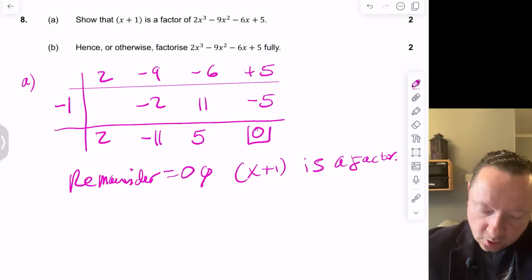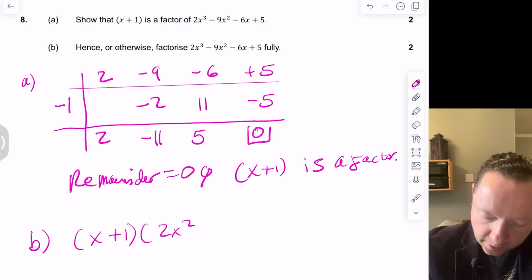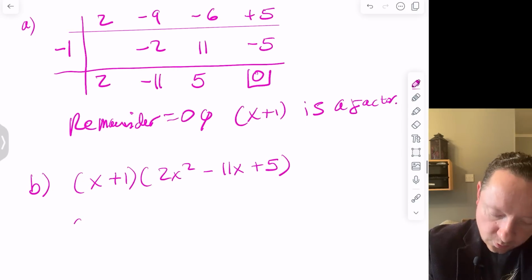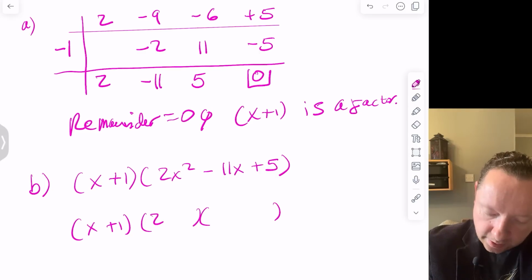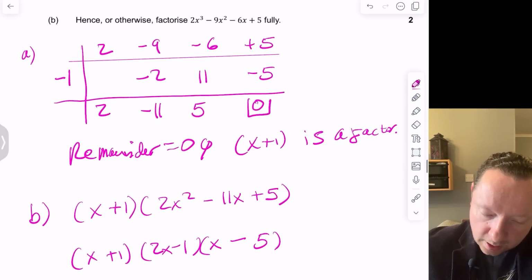Part B, hence or otherwise factorise fully. So I've got x plus 1 already, and now I've got 2x squared minus 11x plus 5. So that's x plus 1, and then hopefully that's double brackets. Now I've got 2x and x. I can only have 5 and 1, so it's either going to be 10 and 1 make 11, or the other way around, but I know it's 11 I need. So it's 5 and 1. So I get (2x minus 1)(x minus 5), because I want minus 10 minus 1 to make minus 11. And that's it, we're done there.